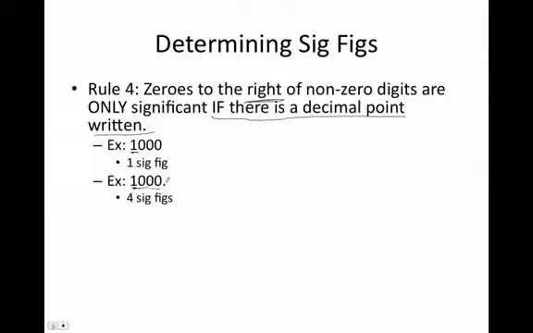Another example is 53.590. So our last non-zero is this 9. This 0 is to the right of the 9, and there is a decimal point that makes it significant, which gives us 5 sig figs.